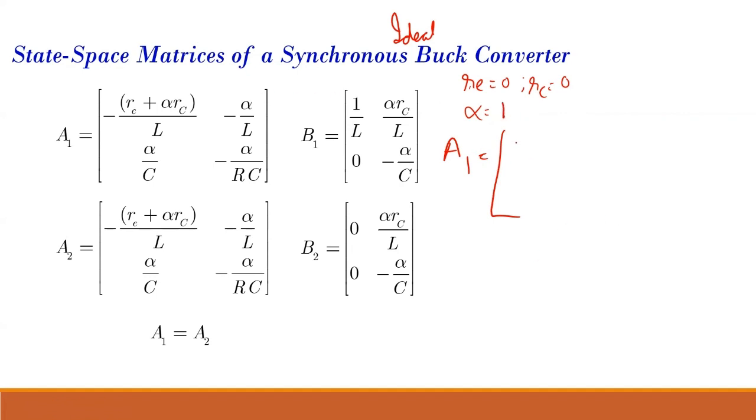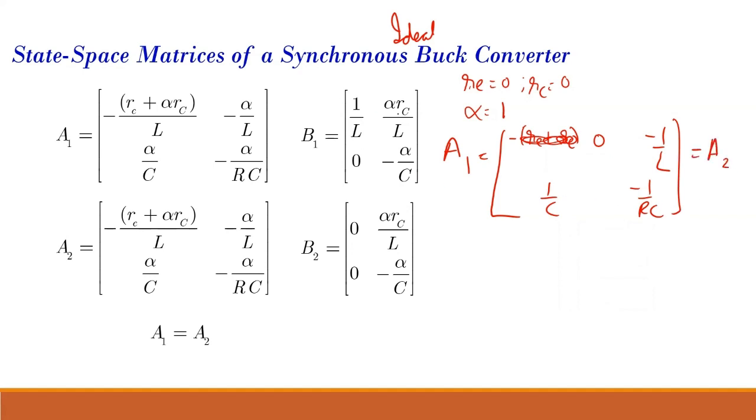So I will get it to be minus some RE plus RC. Okay, RC is 0 and RE also is 0. So this will be 0, 0. This will be minus 1 by L. This will be 1 by C, and this will be minus 1 upon RC. This is my matrix A1. And this is the same as A2.